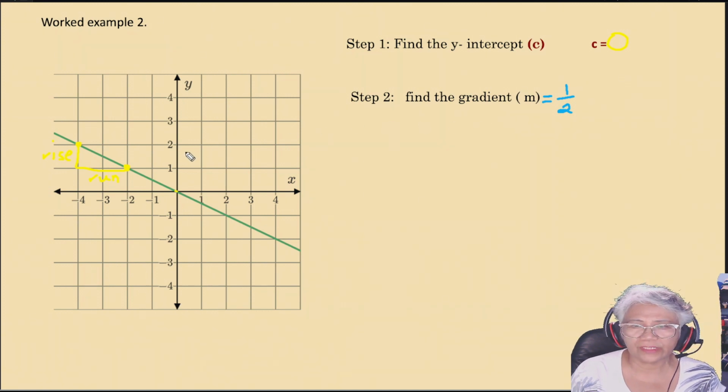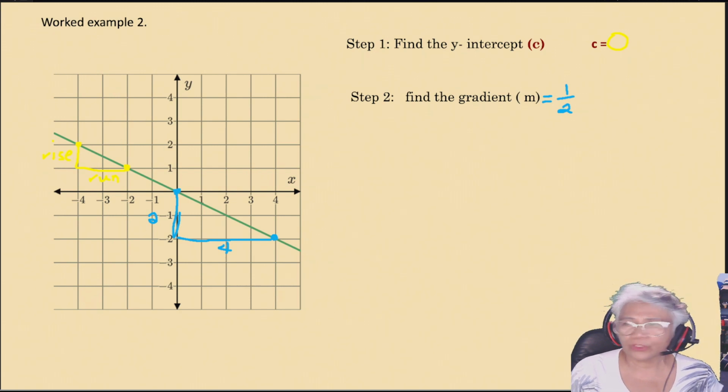Now let's try 2 other points. So we can get this point and that point. Okay, so your rise would be this, right? So that would be 2. All right, this one is your run and that is 4. So 2 over 4, when you reduce it to simplest form, you're going to get 1/2. So the gradient of a line would be just one value. It cannot be more than 1.